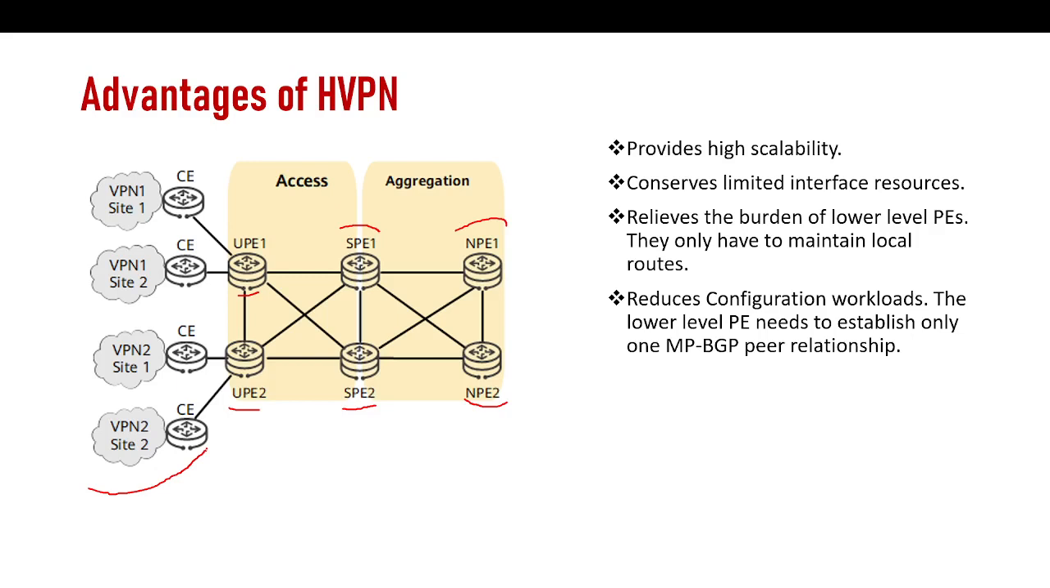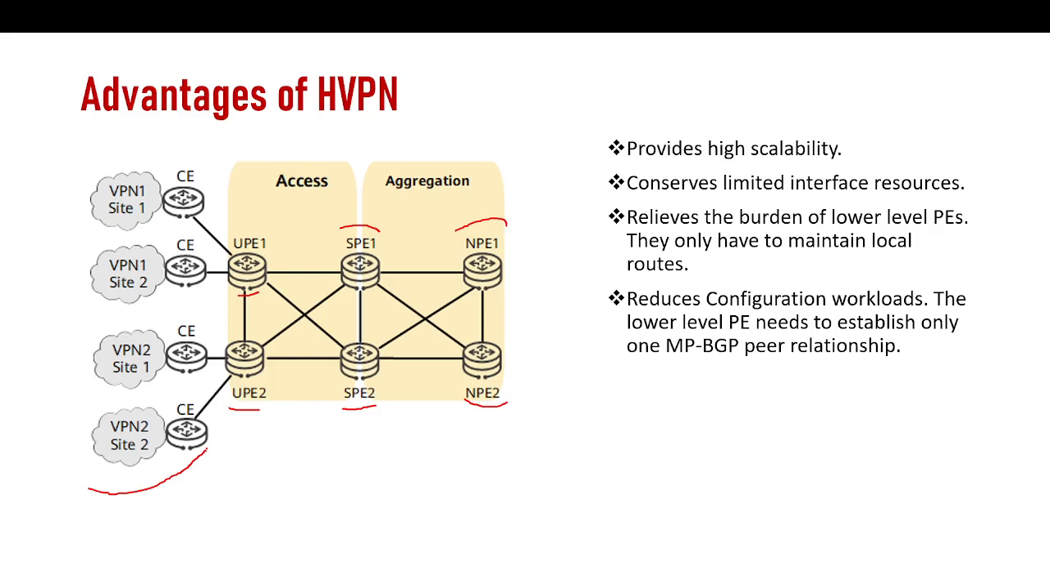We are relieving the burden of lower level PEs. They only have to maintain local routes. So the UPEs or the CSGs in this network only have to maintain the local routes. So we have reduced the pressure, we have reduced the burden of the lower level PEs, and then we can deploy low-end devices. For Huawei, we can have the ATNs, the different ATN versions acting as the UPEs. And then many times we have the CX or the NE8000 acting as the SPE and the NPEs.